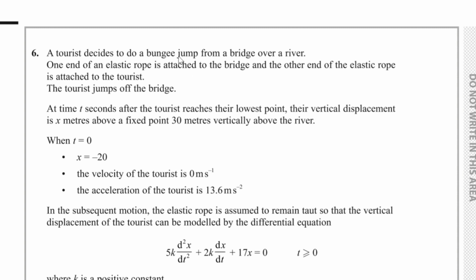Question number 6. A tourist decides to do a bungee jump from a bridge over a river. One end of an elastic rope is attached to the bridge and the other end of the elastic rope is attached to the tourist. The tourist jumps off the bridge. At time t seconds after the tourist reaches their lowest point, their vertical displacement is x meters above a fixed point, 30 meters vertically above the river. When t is 0, x is equal to minus 20. The velocity of the tourist is 0 meters per second, and the acceleration of the tourist is 13.6 meters per second squared.